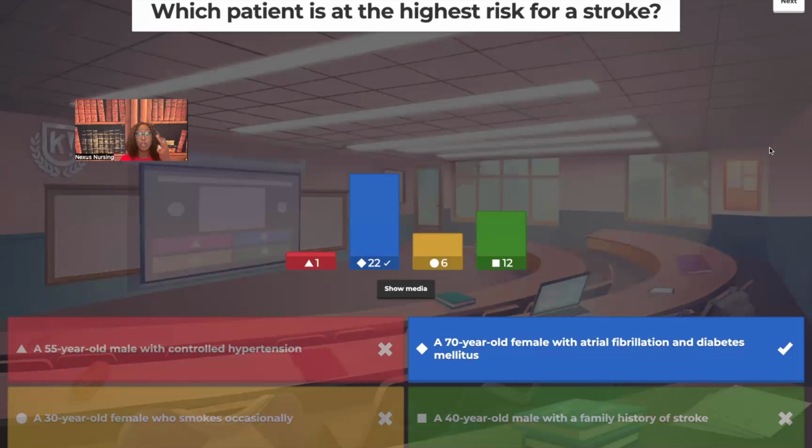Let me tell you something. Whenever you see AFib, you better be thinking of clots. That's your biggest nightmare, right? Well, one of your biggest nightmares, I should say. And of course, diabetes. That's 3 risk factors. Remember, diabetes increases your risk for atherosclerosis.